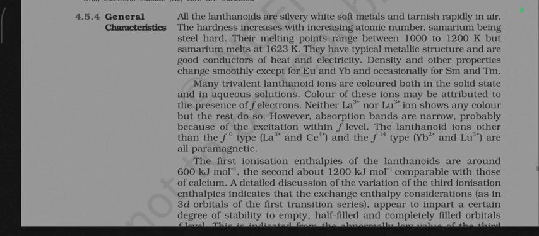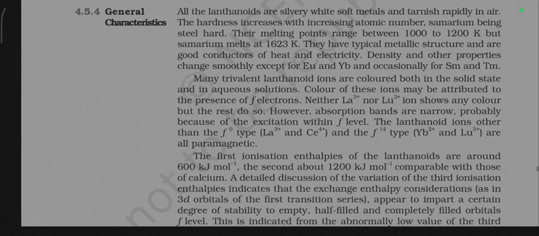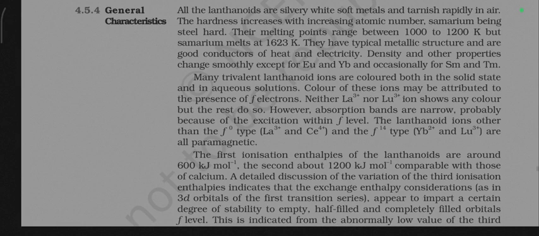General characteristics: all the lanthanoids are silvery white soft metals and tarnish rapidly in air. The hardness increases with increasing atomic number, samarium being steel hard. Their melting points range between 1000 to 1200 Kelvin, but samarium melts at 1623 Kelvin. They have typical metallic structure and are good conductors of heat and electricity. Density and other properties change smoothly except for Eu and Yb and occasionally for Sm and Tm.